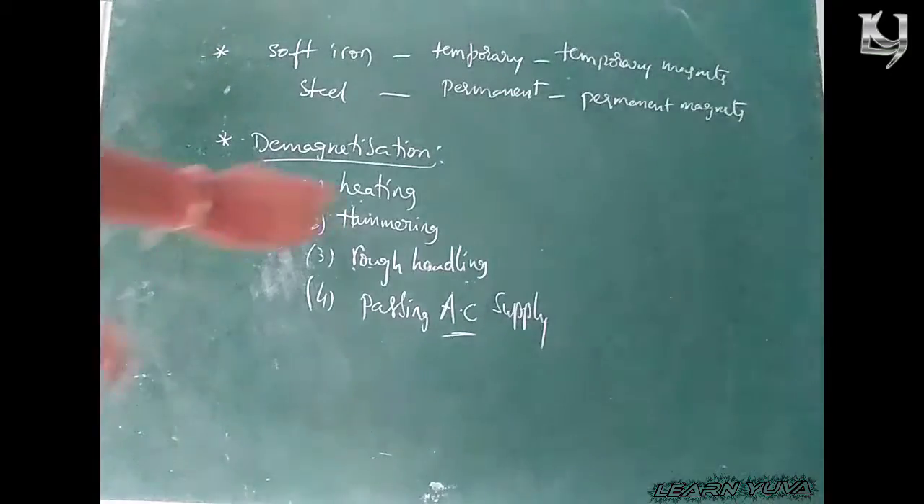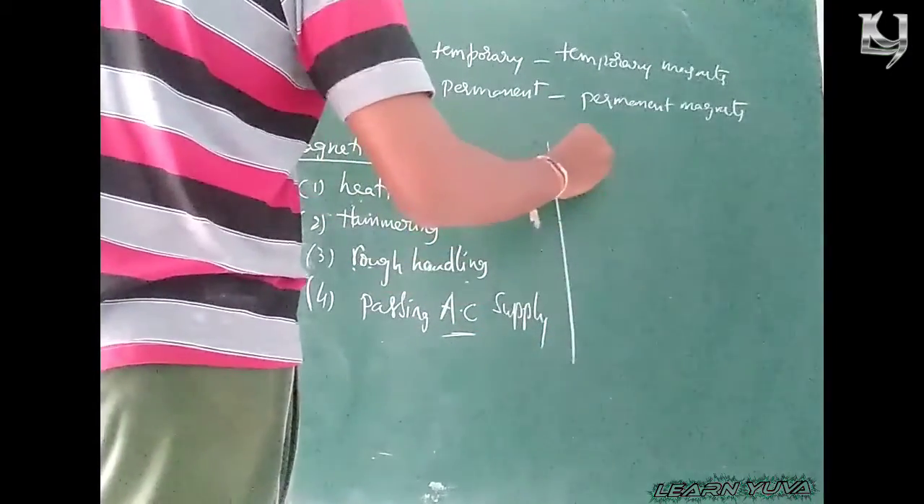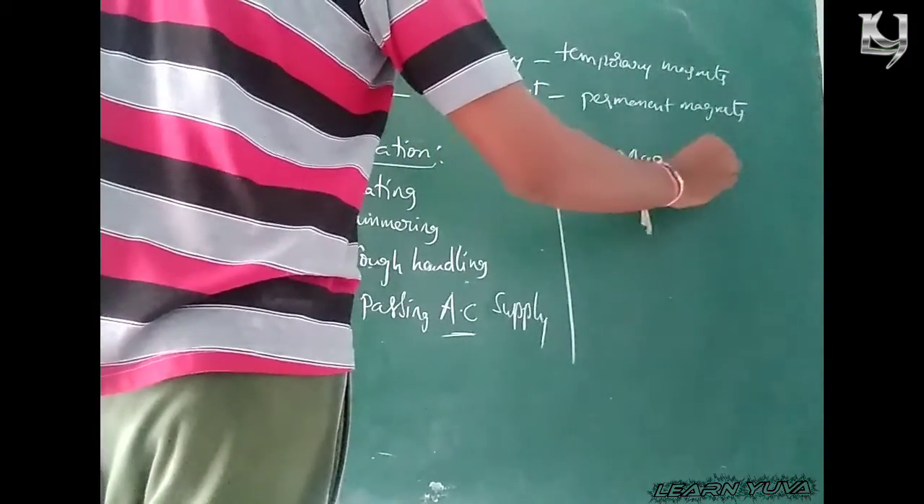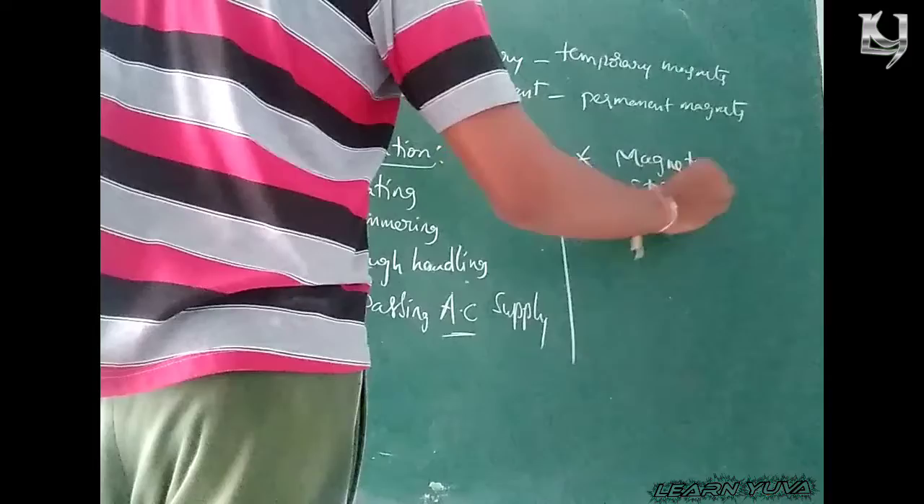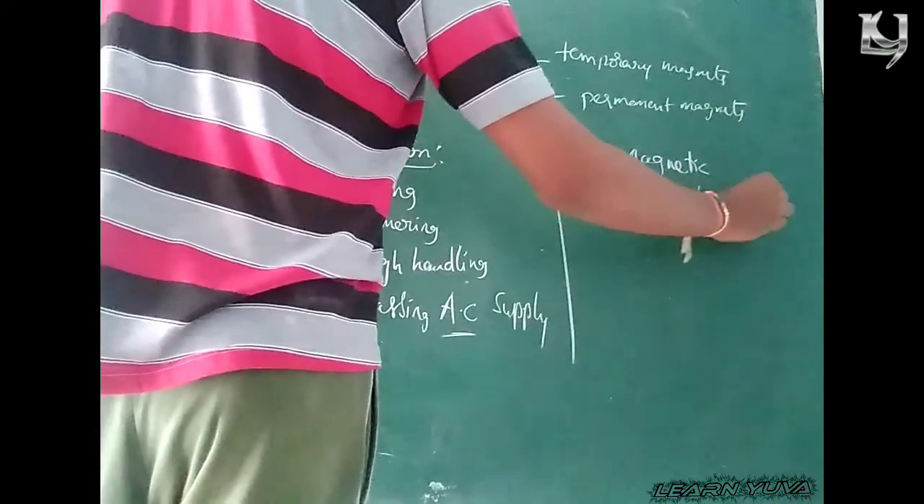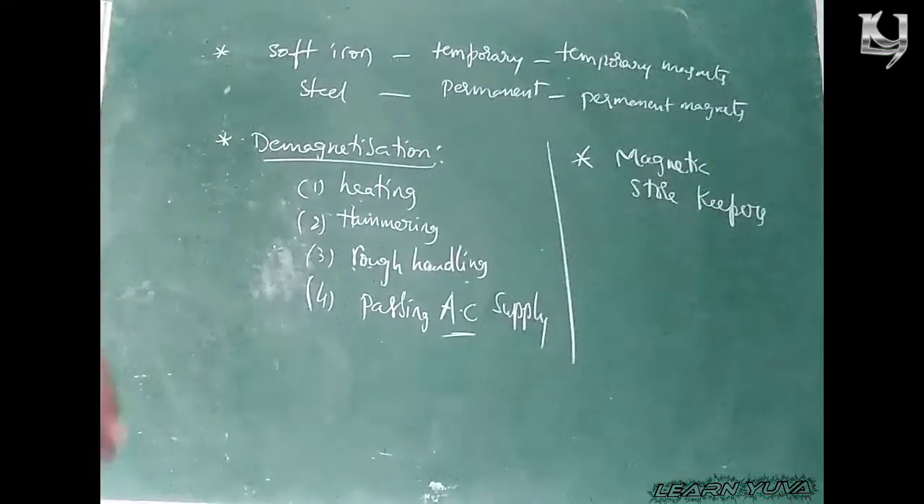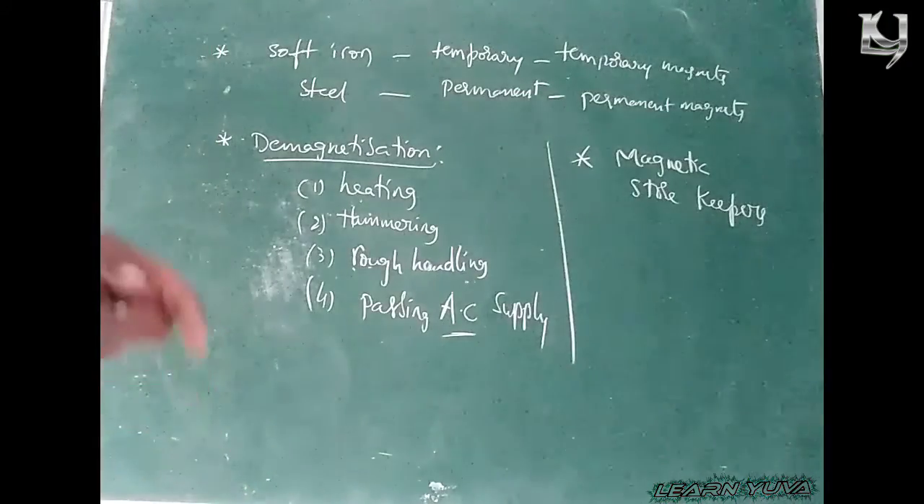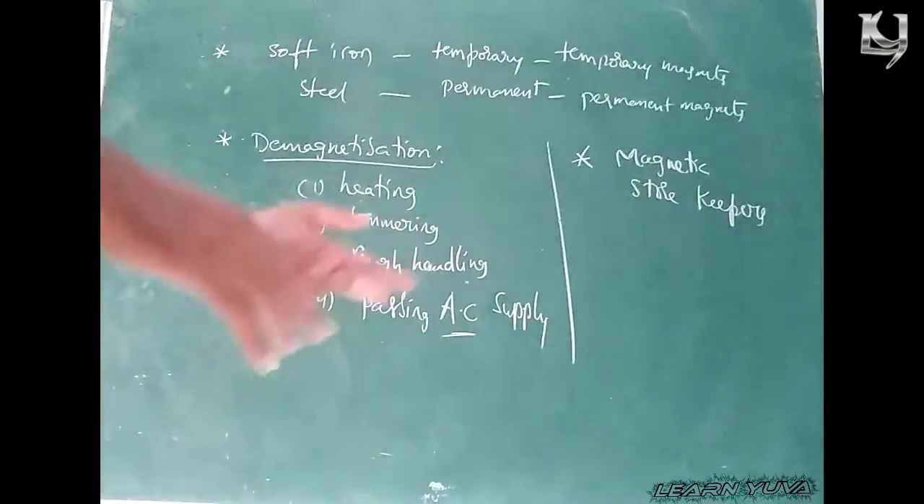And to store magnets without losing their magnetic power, we must use store keepers, which are magnetic store keepers, and we must place the magnets inside the store keepers.